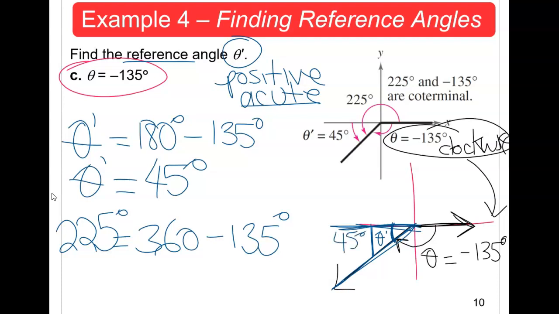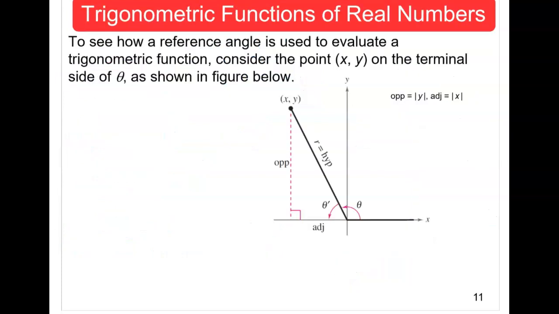Now we're going to see on the next slides how helpful those reference angles will be. To see how a reference angle is used to evaluate a trigonometric function, consider the point (x, y), the one that we have here, on the terminal side of theta. So again, in standard position, this is theta, and the terminal side of theta is here. Oh, and I put a prime there. It should just be theta without the prime. Okay, that is our angle.